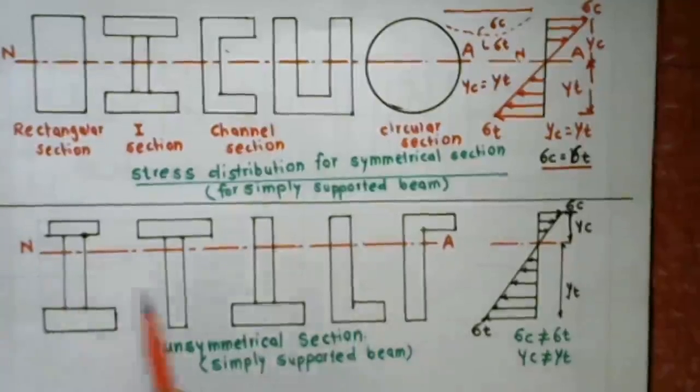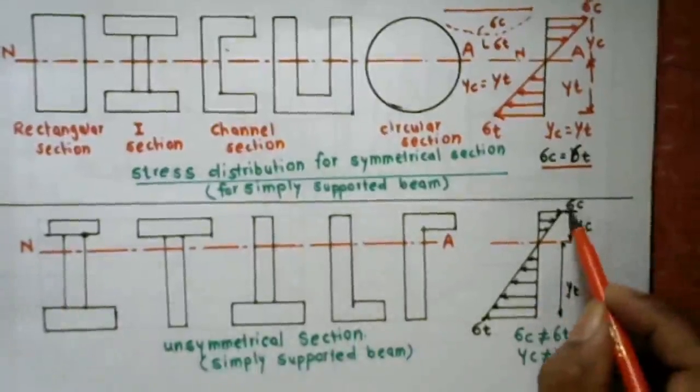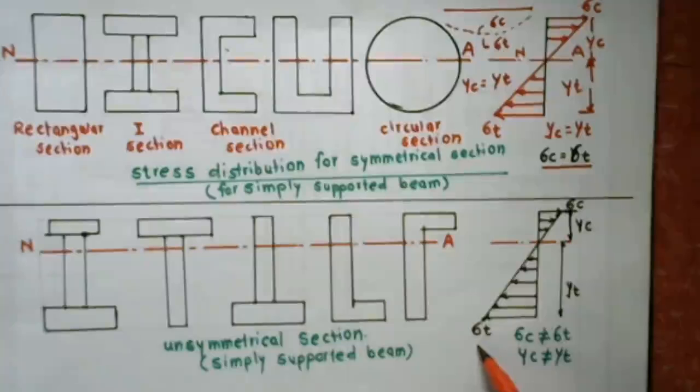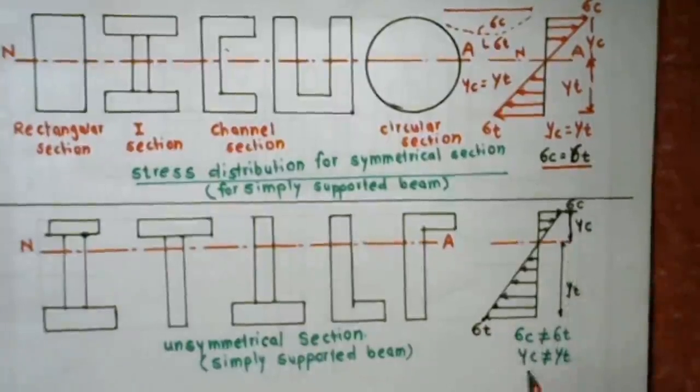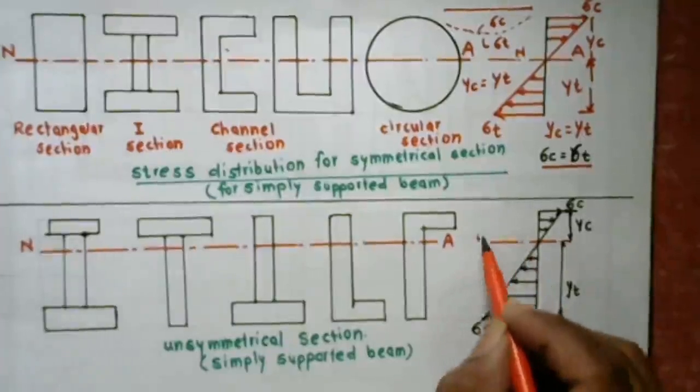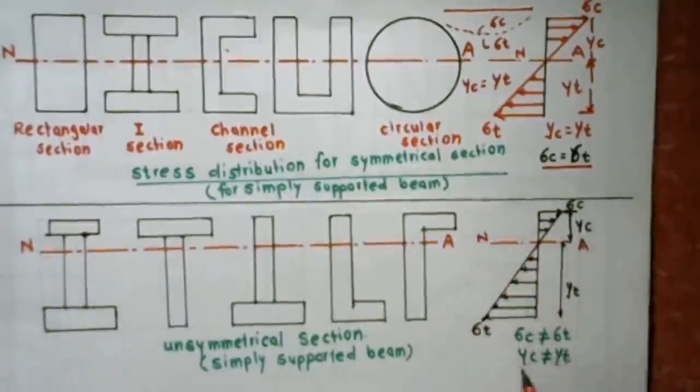In that case, sigma C acts on the upper side, whereas tensile stress acts on the lower side. But in this case sigma C is never equal to sigma T. It means compressive stress is never equal to tensile stress. Similarly, the distances YC and YT are never equal. So YC is never equal to YT.